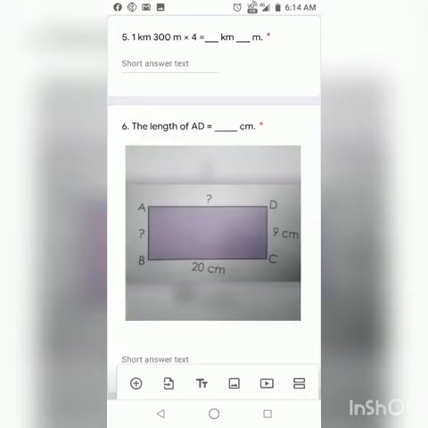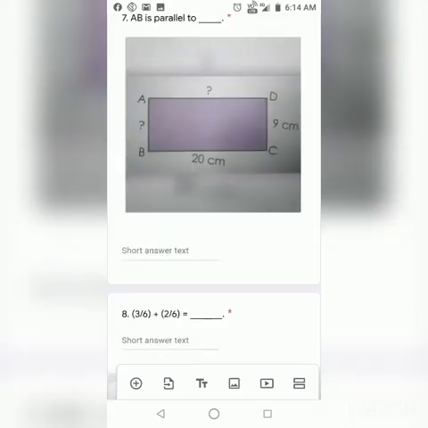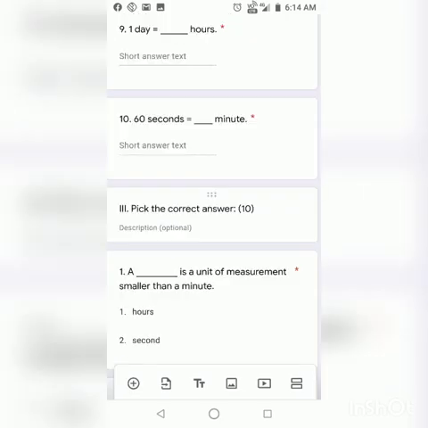Next, second Roman letter, fill in the blanks. There are 10 questions in fill in the blanks. Read the question carefully and answer all the 10 questions. Out of the 40 questions, if you do not answer even 1 question, you cannot click the submit button, kana, so you have to answer all the questions compulsorily.